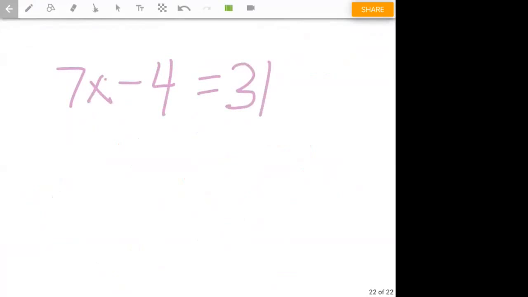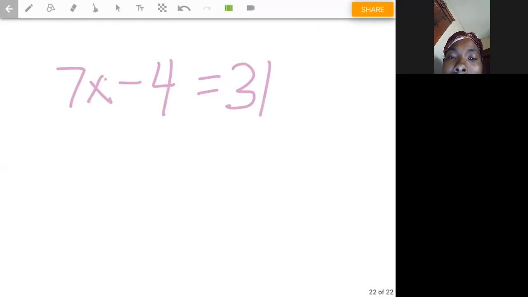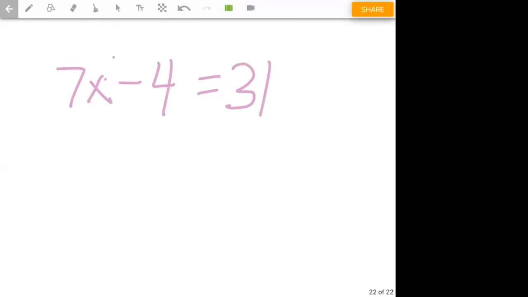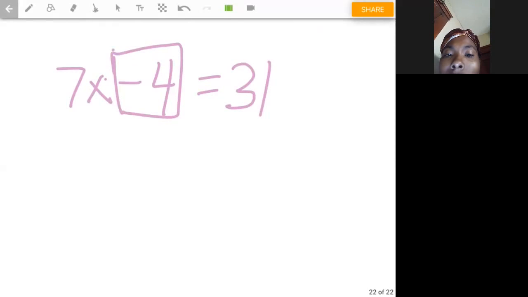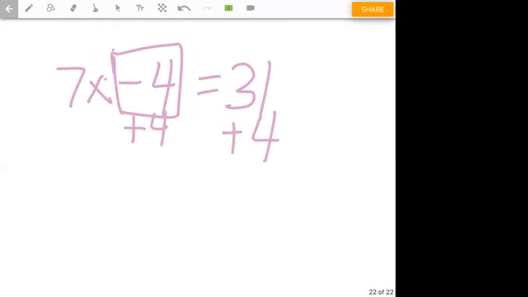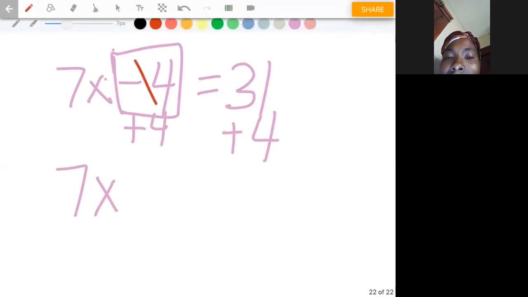So we have 7x minus 4 equals 31. So we want to get x by itself. We have a number that is subtracted, -4. So if we want to get that out of there, we've got to do the opposite. We've got to add 4. Whenever you do it to one side, you got to do the other. So we have 7x minus 4 plus 4. Those cancel each other out, right? Yes. Those are gone.